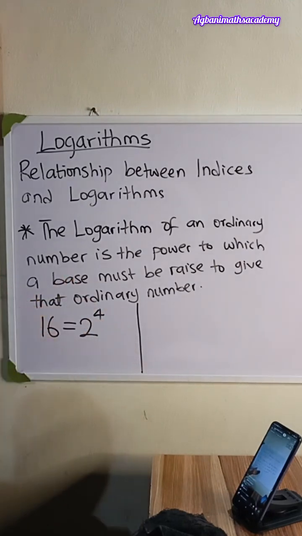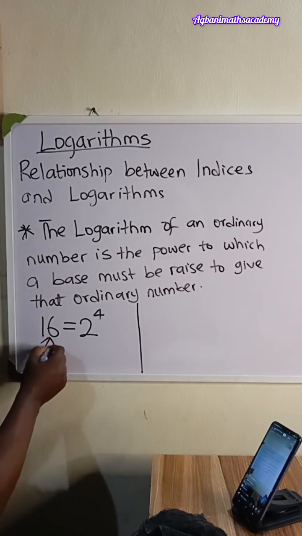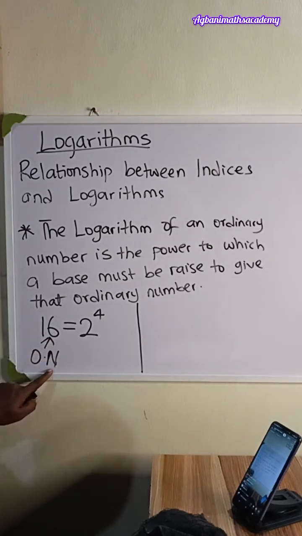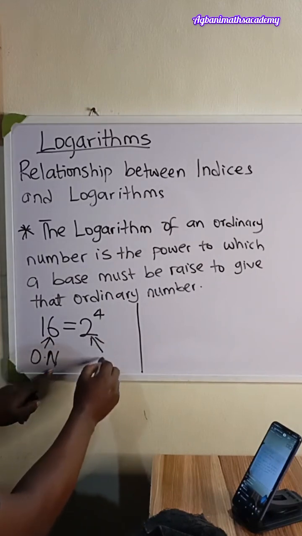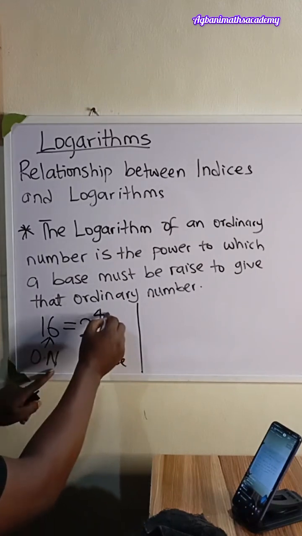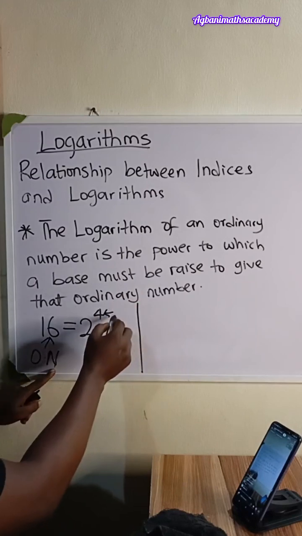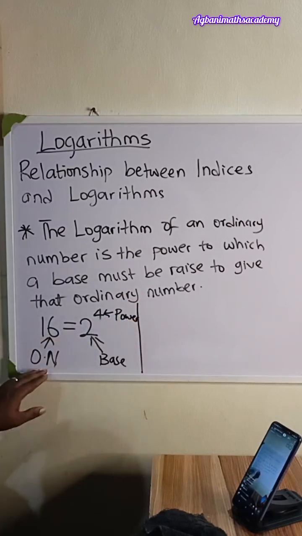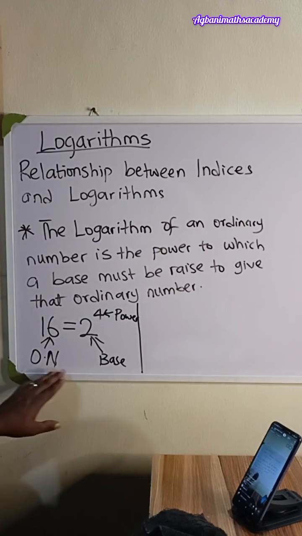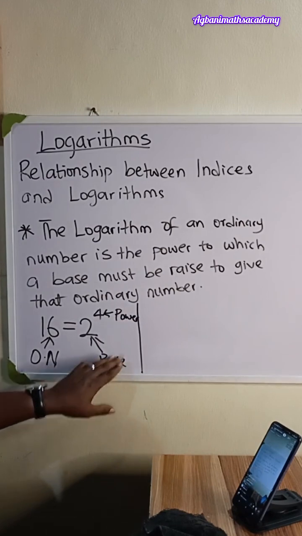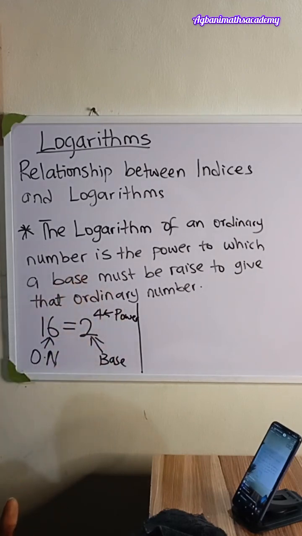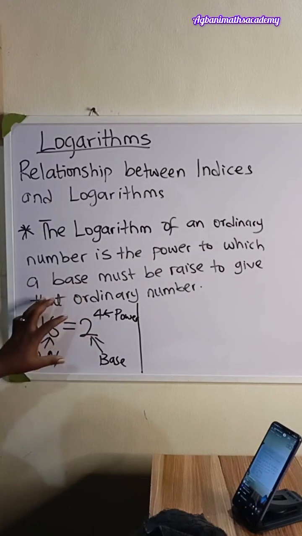So in this situation, 16 is the ordinary number, 2 is the base, and 4 is the power. This entire relationship is an index relationship.